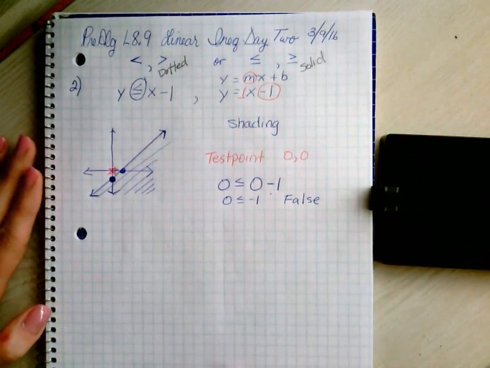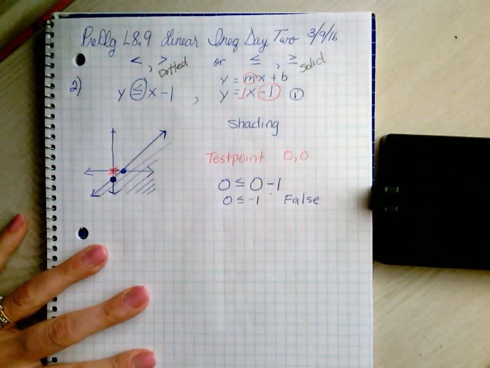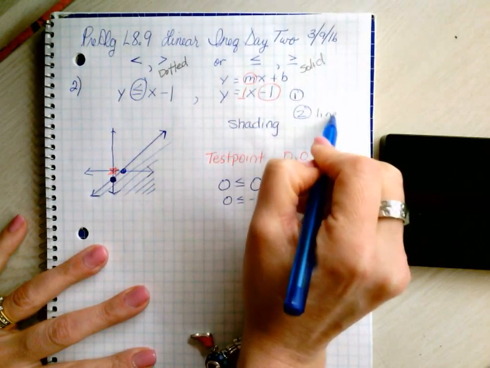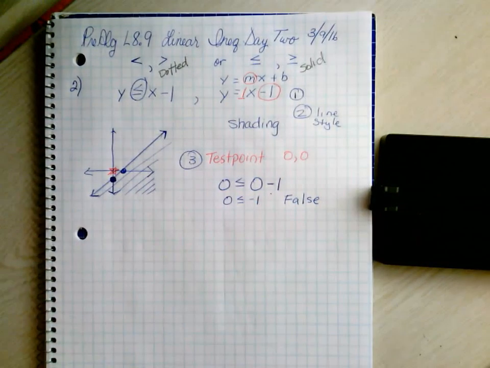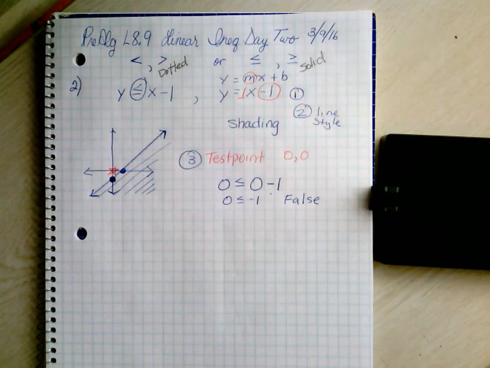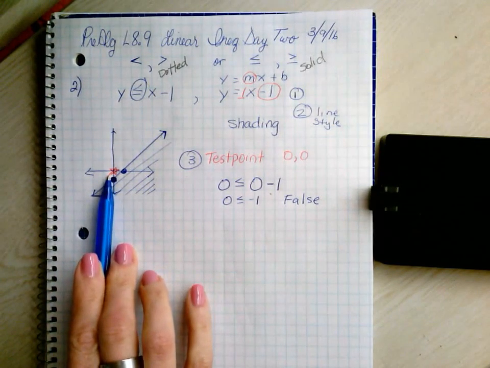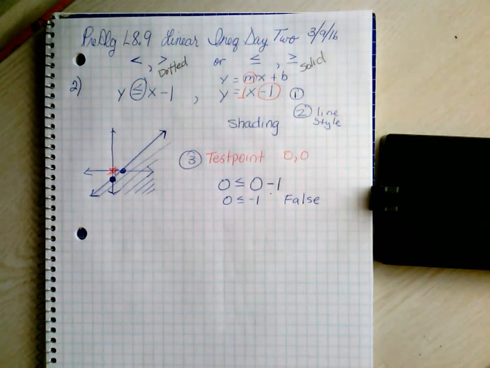How do you know what to shade? First off, you graph it like it's an equal sign. Second, you choose the line style. Third, you use a test point. If the test point is true, shade that side. If the test point is false, shade the other side. This time we learned the test point was false, so that side is false, the other side is true.